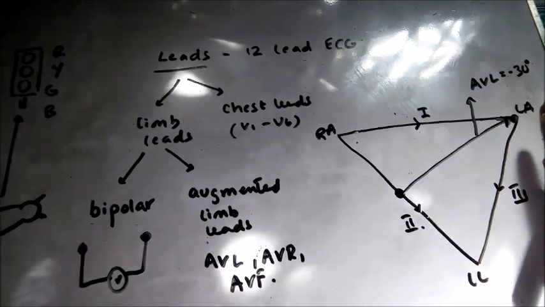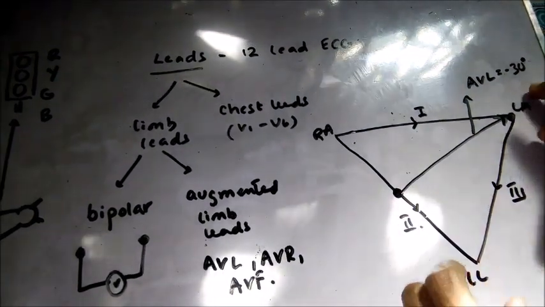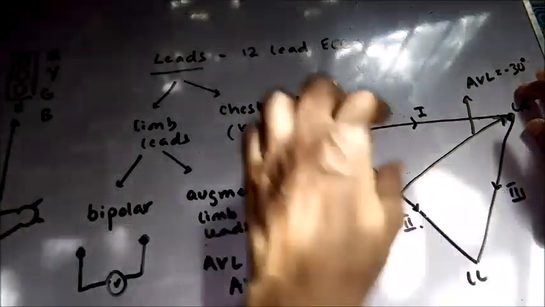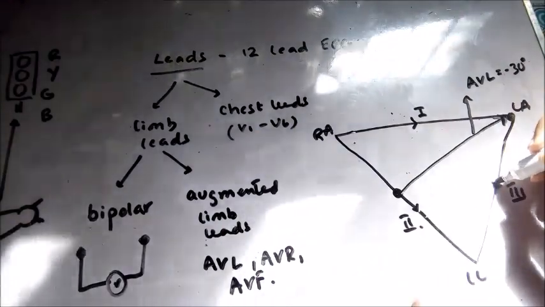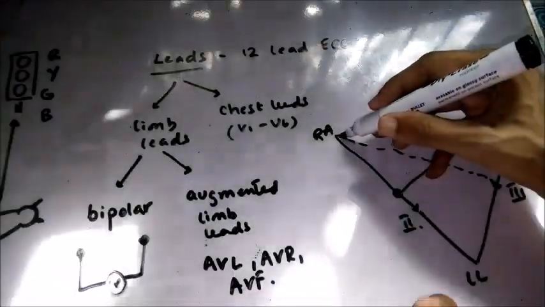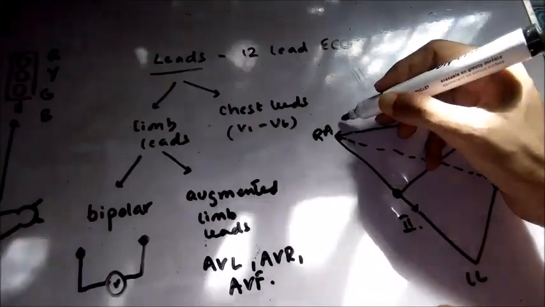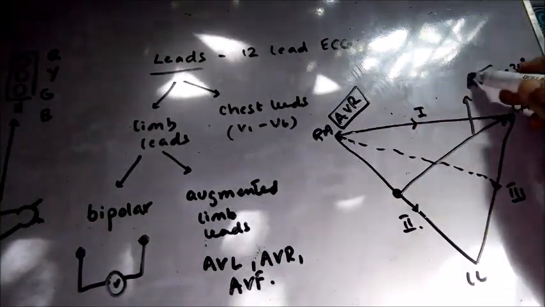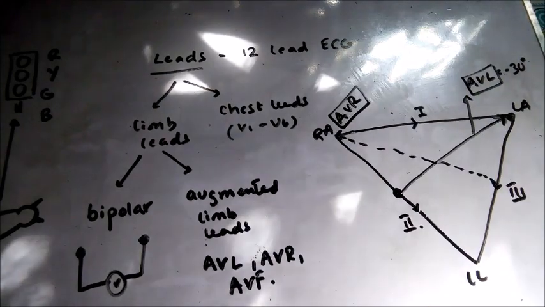And then similarly, if you take the sum of these 2 points, and you compare it with this point, you can get another lead, right? And this is known as AVR. This is another augmented lead: AVL, AVR, right?